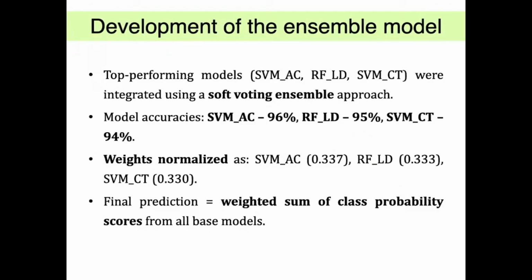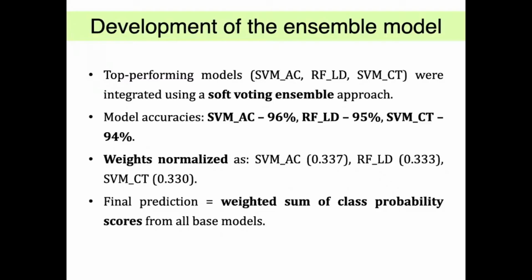So we basically build models based on three popular machine learning algorithms, that is support vector machine, random forest, and ANN. The best performing models that we get out of those, we tested on various descriptors, the feature sets that we have extracted. So SVM on autocorrelation, random forest on local descriptors, and SVM on conjoint triads. These are the descriptors on which we have got the maximum accuracy, so we have selected these models.